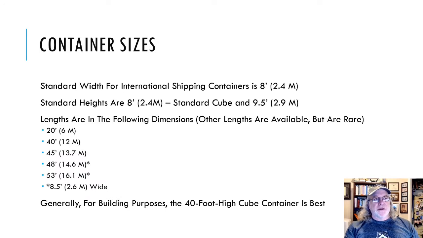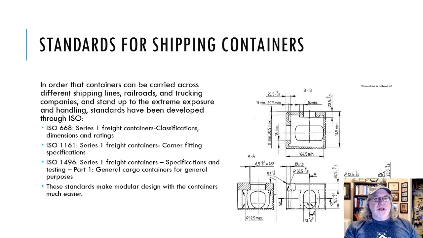All right, shipping containers come in these sizes. The most important size that we want to use for construction is 40 foot. I'll talk about that in a future video. A 53 foot you definitely don't want to use. Those are terrible. Okay, the standards. The big thing in the standards is going to be the corner castings. But here are the three important standards.